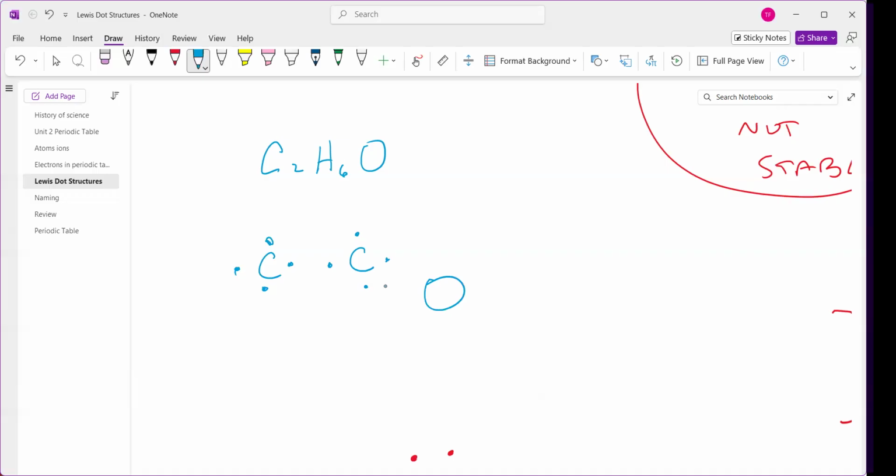Now, oxygen's got two pairs and two singletons. The singletons are the ones that are going to do the bonding. So let's keep those on the side that's closest to the two carbons and put the pairs on the outside. Again, you can move this stuff around at your convenience. Okay, then we have 6 hydrogens.